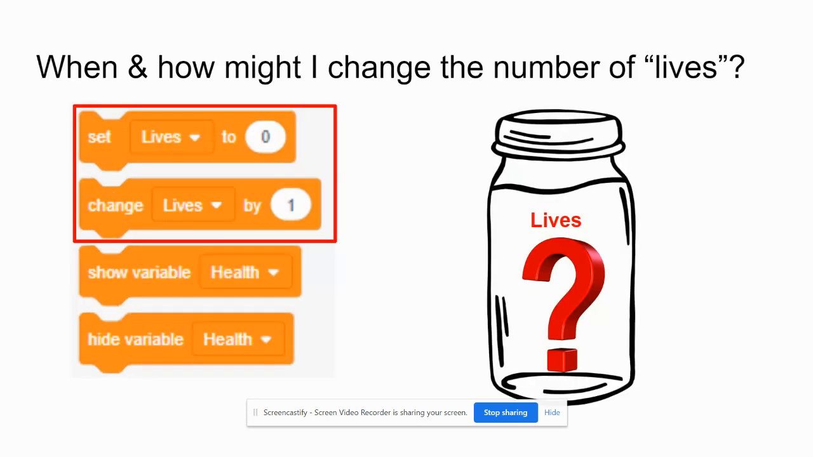In this example, more than one variable has been created to show both lives and health. We're going to look at this section of lives right now. So you could set lives to 0 and then change them by 1. You could also set lives to 3 and change lives by -1.